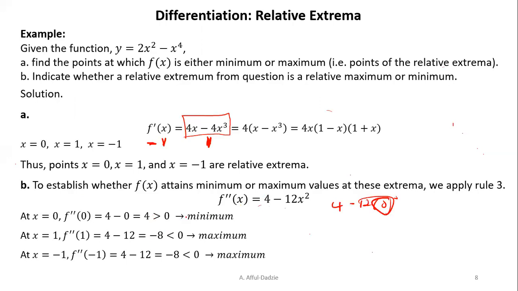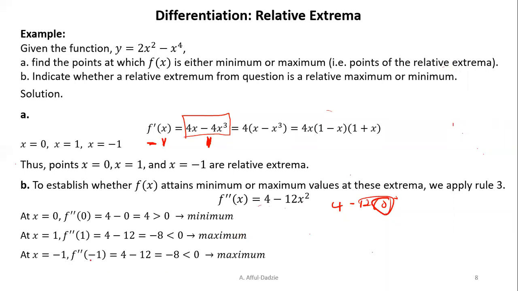So here we have a minimum. When at point 0, we have a minimum, but at point 1, where we substitute the value 1 into this expression, this is going to be -8. And -8 is less than 0, so we're going to have a maximum point.